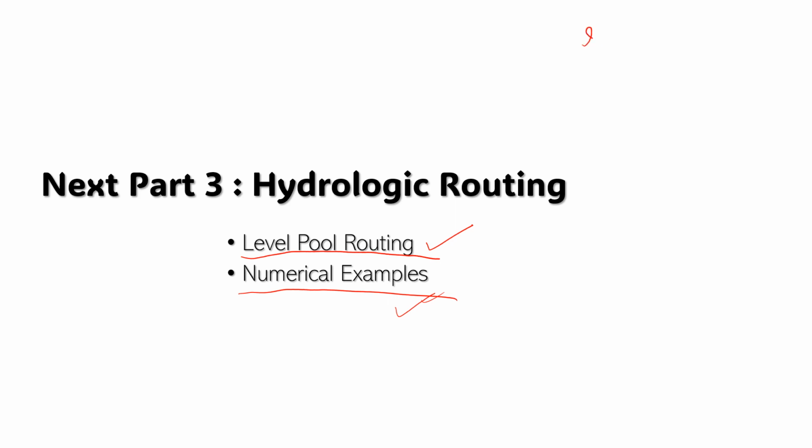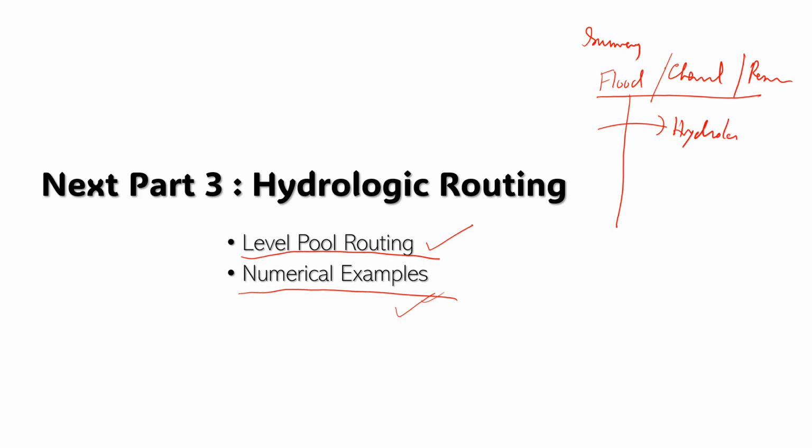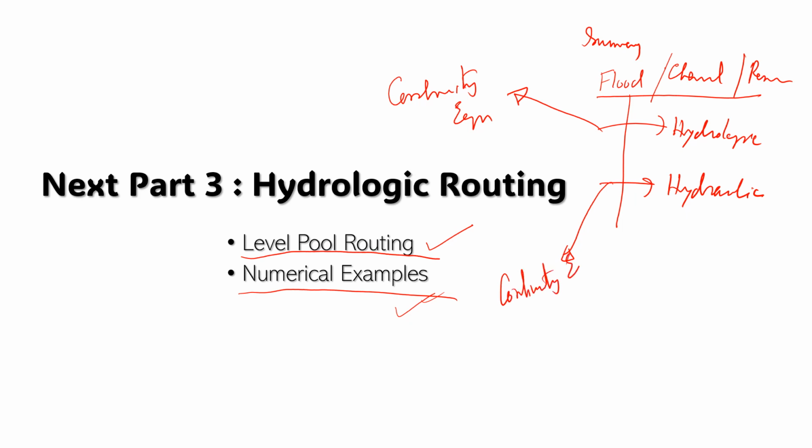So in summary, what I can say is that flood routing or channel routing or reservoir routing can be done with the help of hydrologic routing as well as hydraulic routing. In case of hydrologic routing, we are solving the continuity equation algebraically, correct? And in case of hydraulic routing, we are solving both the continuity equation and the equation of motion numerically. So that much is the basic equations of routing.